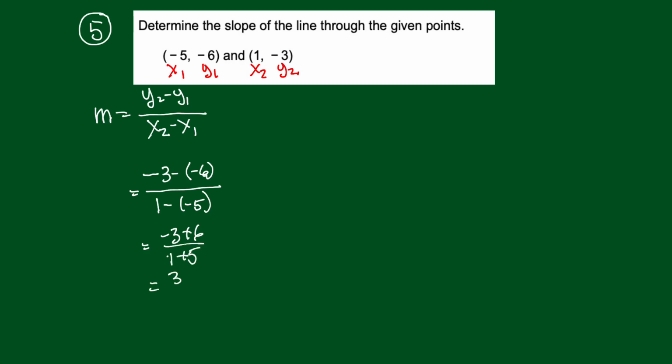So how about 3 over 6? So let's claim that the slope here is 1/2. Now what that means is this. Remember, the bottom is the horizontal change. The top is the vertical change.